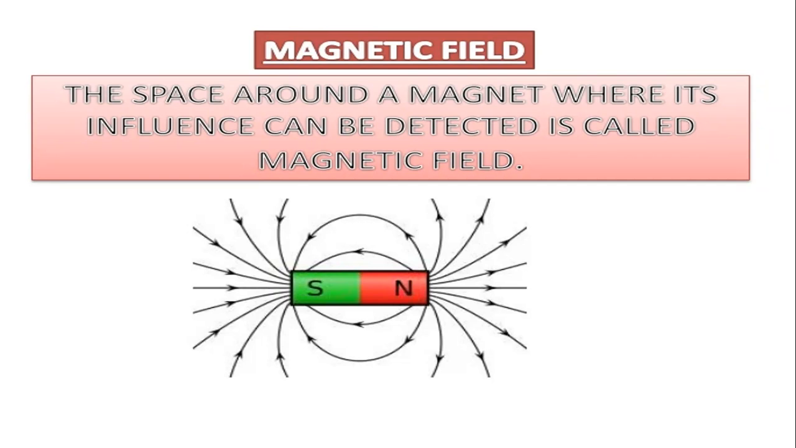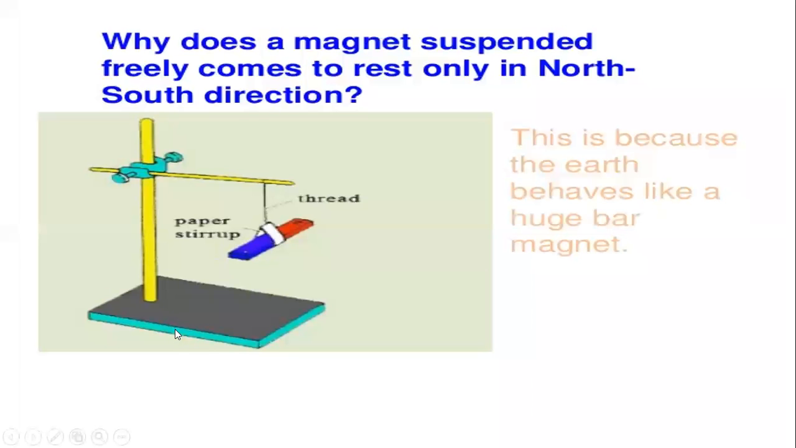Okay. So this is a magnetic field. Why does a magnet suspended freely come to rest only in the north-south direction? The answer is that the earth behaves like a huge bar magnet. That is why they are suspended freely.